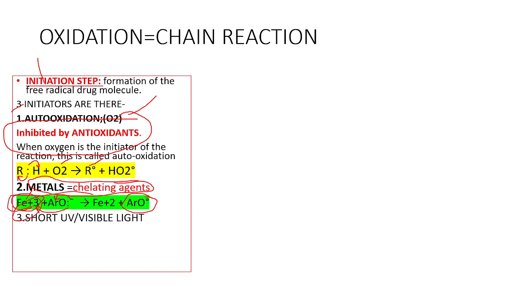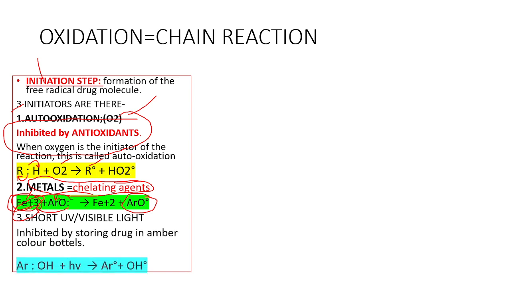Next one is short UV or visible light, that also acts as a chain initiator. See, this UV light is responsible for taking one of the electrons on the OH group, and one electron can be taken up by the aryl group. Hence, the aryl group will become a free radical. Hence, the initiation step we can call the formation of free radical.